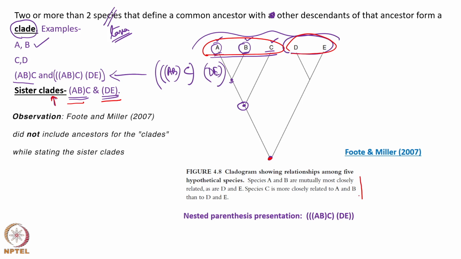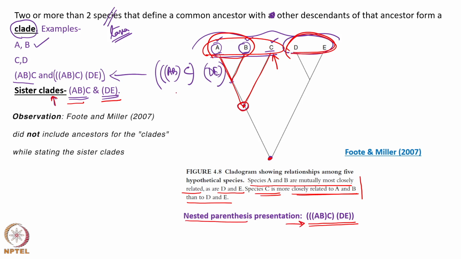We can follow this simple statement: species A and B are mutually most closely related because they come from a common ancestor, as are D and E. Now, species C is more closely related to A and B. Why? Because C and the AB's common ancestor have a common ancestor. That is what is stated, C is more closely related to A and B than to D and E. The presentation of the different taxa using nested parentheses is like this, which I have already explained here.